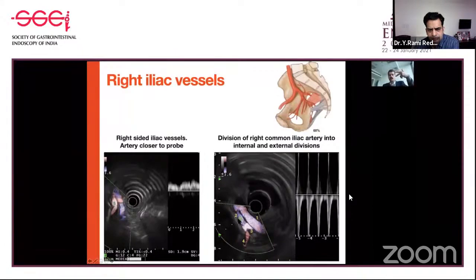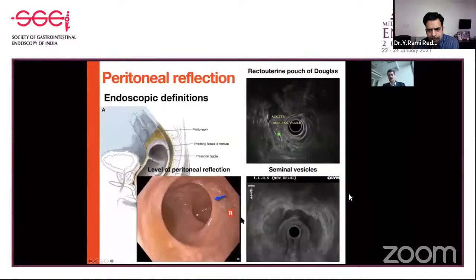Then you see the right common iliac artery splits like a fork into its external and internal divisions, and you can see further divisions of the internal right iliac artery further down. But there are a lot of variations in the iliac artery divisions.